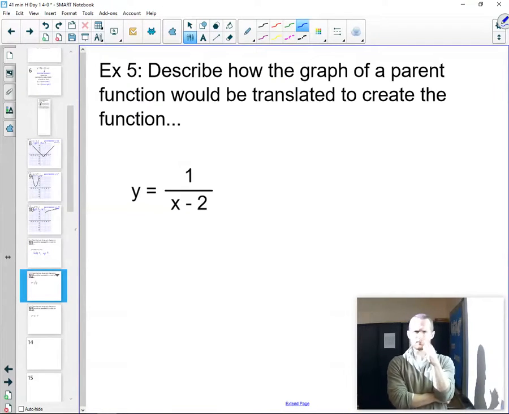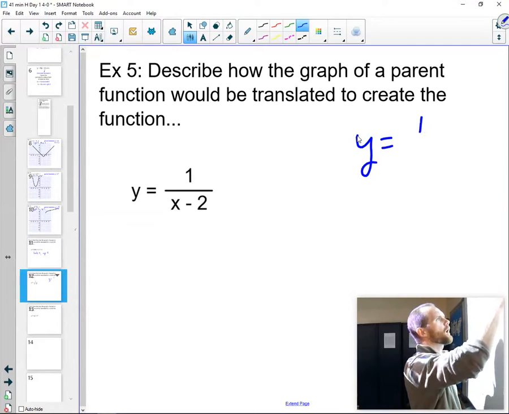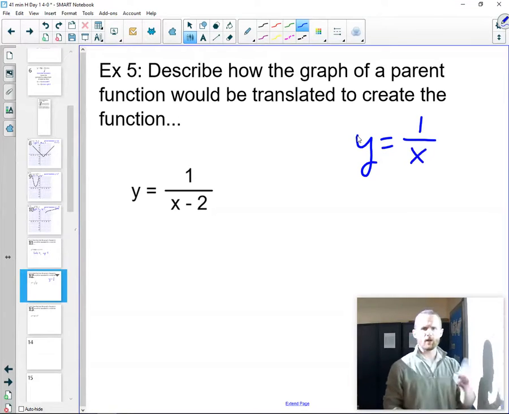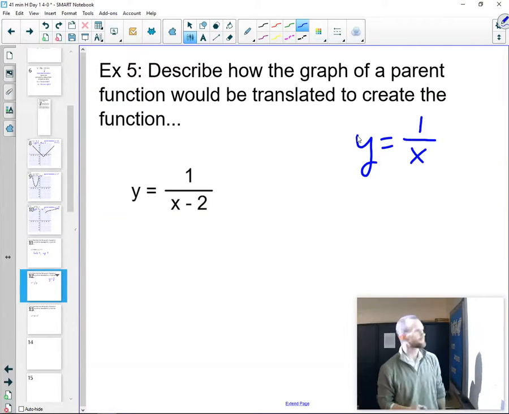Now we've got the same directions, but it says y equals 1 divided by x minus 2. Now this can throw students off because you probably haven't seen a function that looks exactly like this before. So I'm going to give you a little hint here. The parent function is y equals 1 over x. So now that I've given you that hint, try this one on your own. Pause the video, come back when you have your answers. We're going over it in 3, 2, 1, let's go.